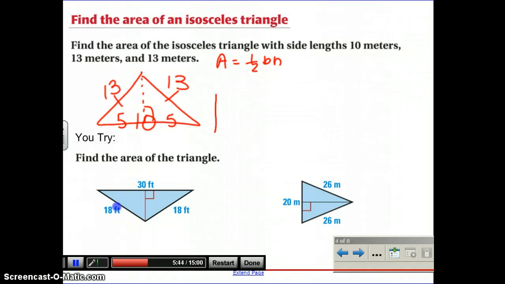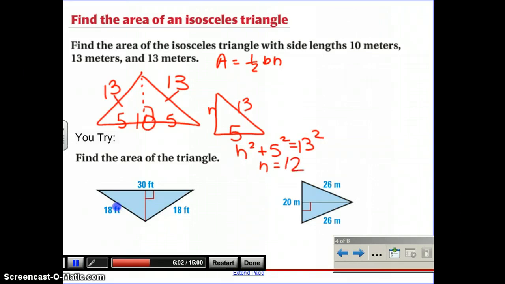So if we pull out the right-hand side, where this is my height, we have 13 and 5, we can do the Pythagorean theorem to find our height. Remember, 13 is your c, so your height squared plus 5 squared equals 13 squared. If we solve that, we should get our height to be 12. Now, we can go back and plug in. We have 1/2 times our base, go back to the whole base of 10, times the height we just found. And we should get 25 feet squared.